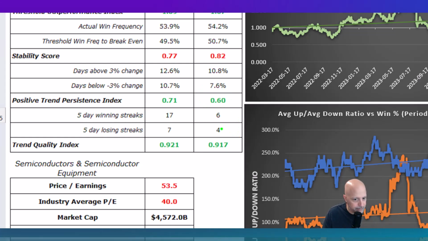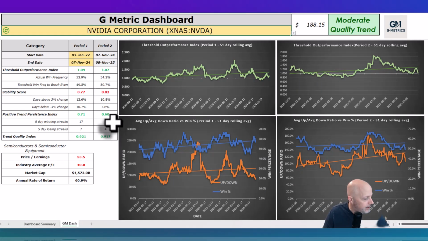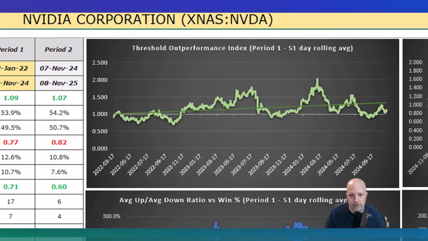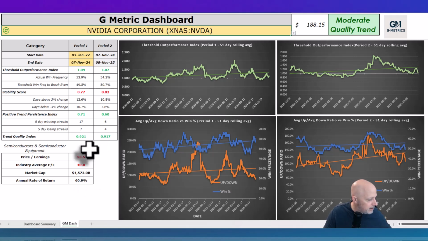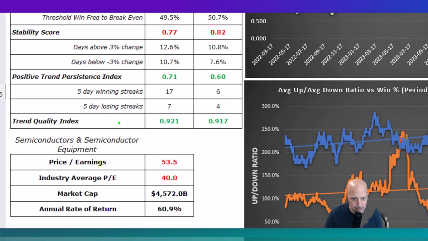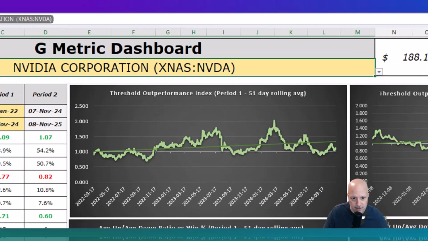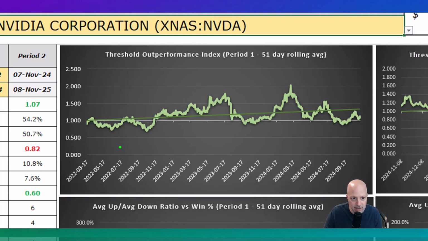Let's get out of here, and then we're going to get up to my threshold outperformance index right here. So I'm going to escape out of this one more time because I missed. Let's get down here. Just below our positive trend index, we have our trend quality index. For period 1, it's 0.921, and for period 2, it's 0.917. Now, this is a value I've obtained from looking at the chart I was just about to show you. So I'm going to hop back up to that chart, and there we go.